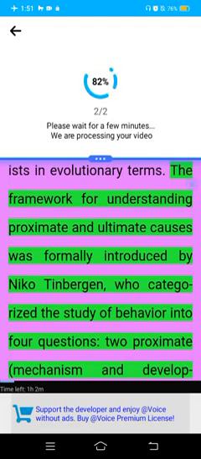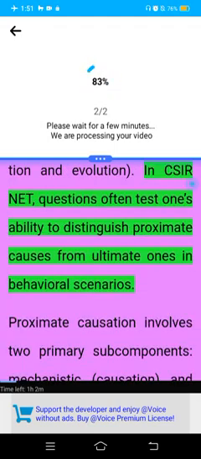The framework for understanding proximate and ultimate causes was formally introduced by Niko Tinbergen, who categorized the study of behavior into 4 questions: 2 proximate, mechanism and development, and 2 ultimate, function and evolution. In CSIR NET, questions often test one's ability to distinguish proximate causes from ultimate ones in behavioral scenarios.